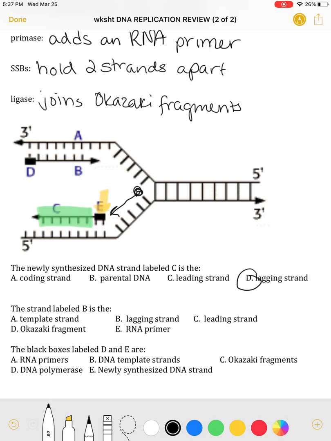The strand labeled B, therefore, is my leading strand. Okay, the next question is, the black box is labeled D and E. These things at the beginning of my new DNA strands, well, those must be my RNA primers, those things that are beginning my DNA strand. Okay?